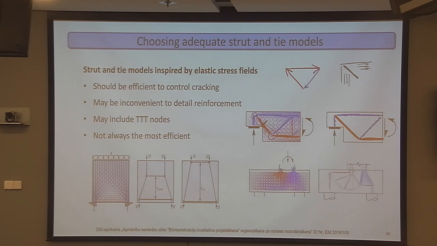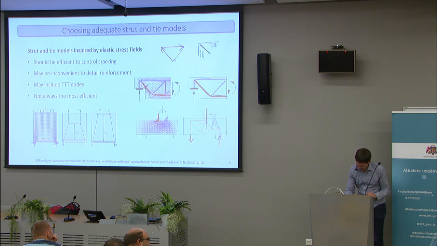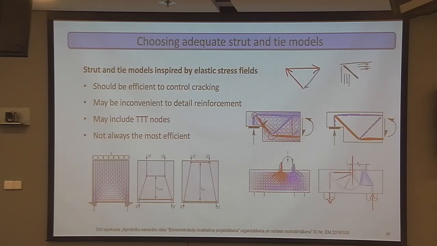Then another problem that we could have with this kind of stress fields is we could have TTT nodes. It's like this example with a column that is loaded with bending moment and normal force. If the bending moment is so high that we have tension at the connection with the pile cap, there is tension in this pile and compression in this pile. Then with elastic stress fields that are equal in compression and tension, we would have a tension fan in here, because for elastic calculation there is no difference between tension and compression. So if compression is fanned out like this, then tension is also. If we make a strut and tie model based on this field, we would have all the tension ties joining in this node, which is very difficult to detail.